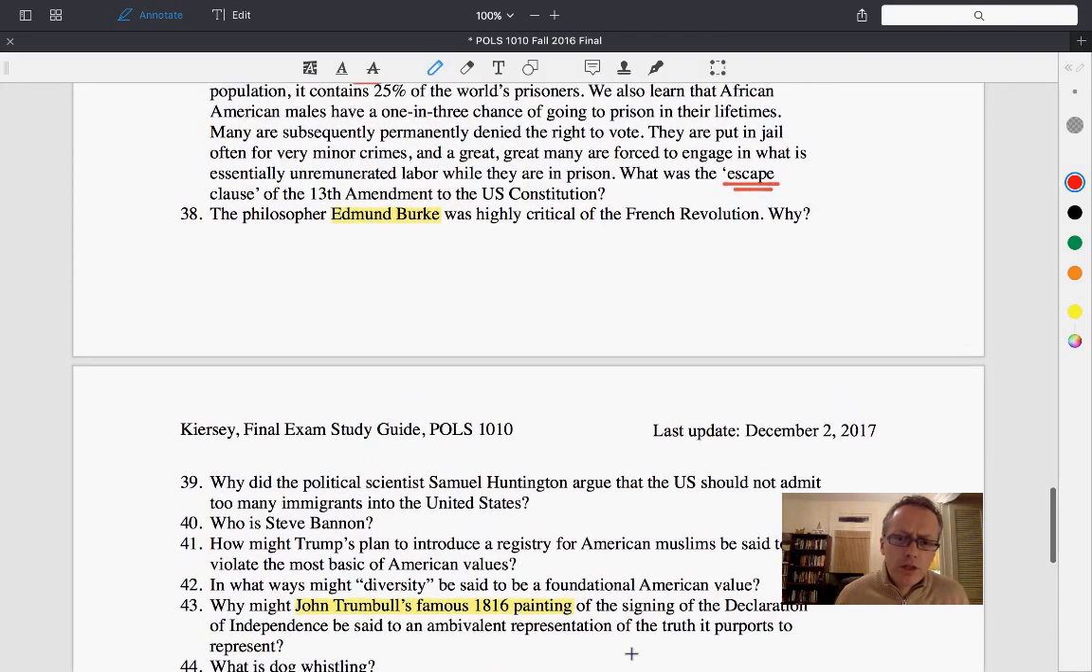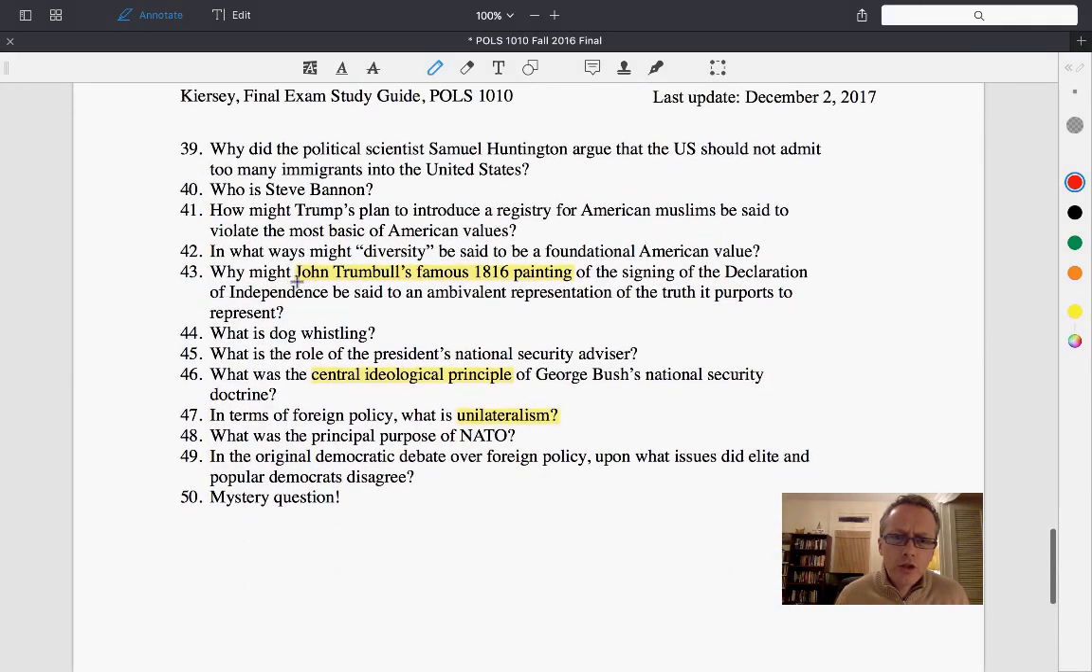Another really important question that I think we discussed in class was John Trumbull's 1816 painting of the signing of the Declaration of Independence. I argued that the painting had an ambivalent relationship to the truth, insofar as what it chose to say and what it forgot to say can be seen as a metaphor of contemporary alt-right views on whether the U.S. has this mythical English Protestant constitution.